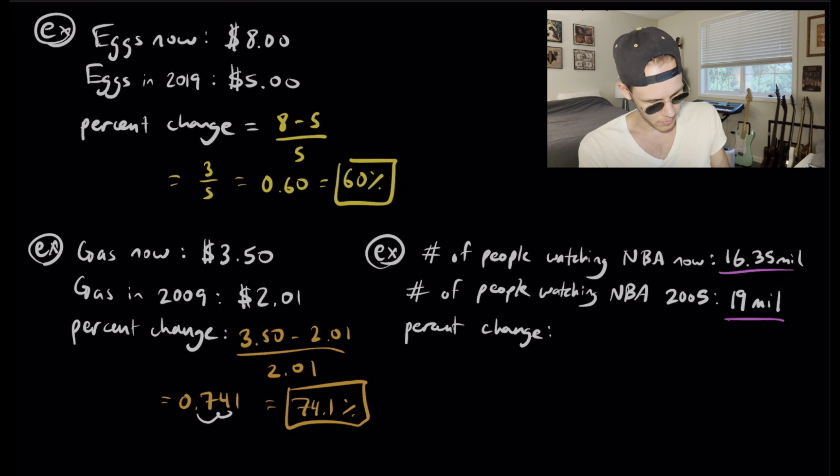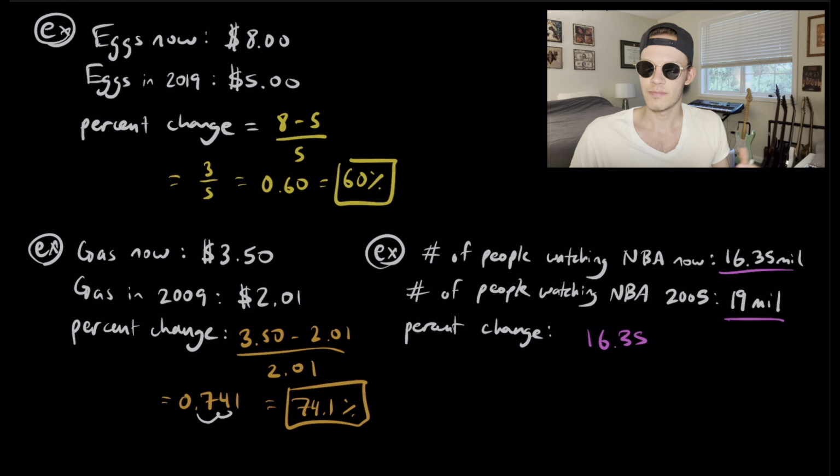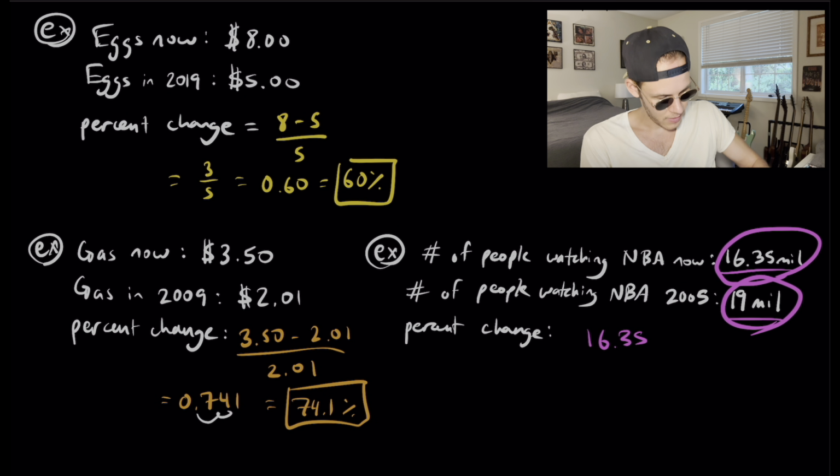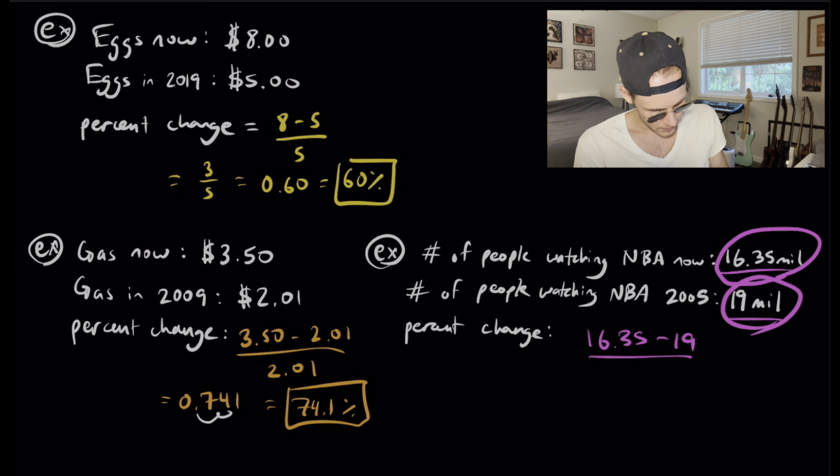We take our current number, 16.35. And I'm not going to write it out with all the zeros because we're talking about millions here. I don't have to do that because both of the numbers that I'm working with are in terms of millions. So I can just use 16.35, we'll do minus 19 and divide by 19. So what does that come out to be? That's going to be 16.35 minus 19 divided by 19.